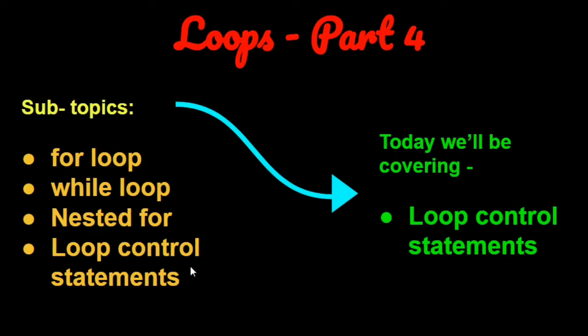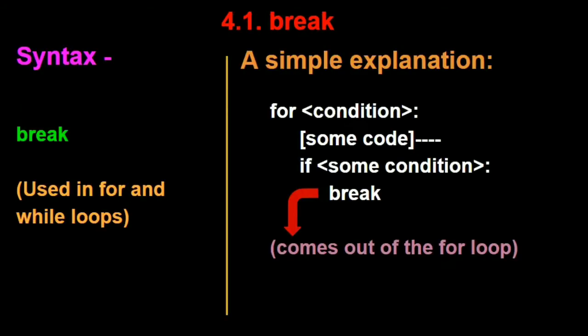Now what does controlling them mean? It is basically about if we face a certain condition, we don't want it to get executed, but it is inside the loop, so we just break out of it, we come outside. So this is our first control statement, that is break. Okay, the keyword is break. The syntax is simply saying break, nothing else.